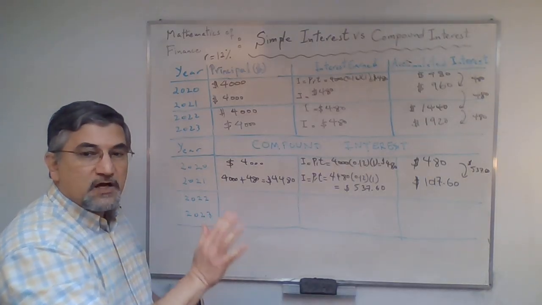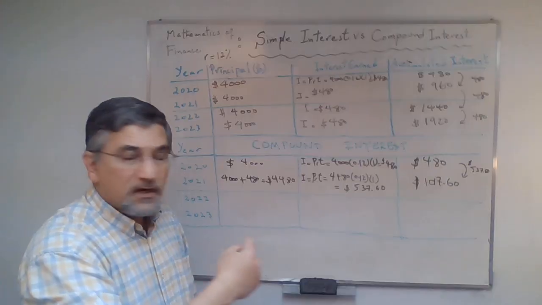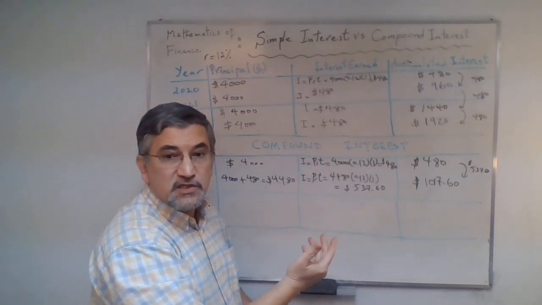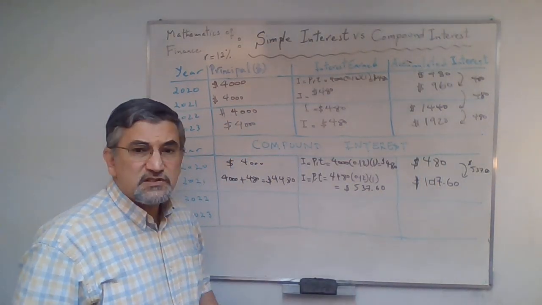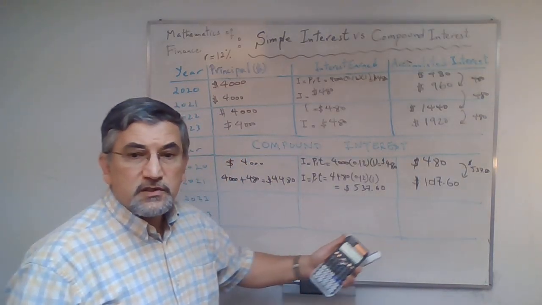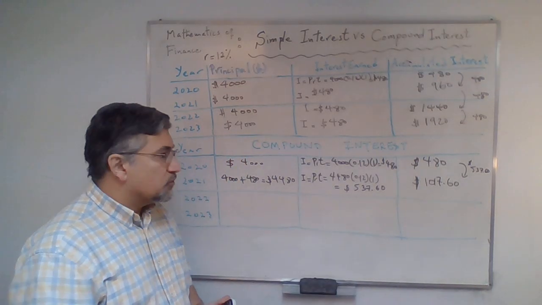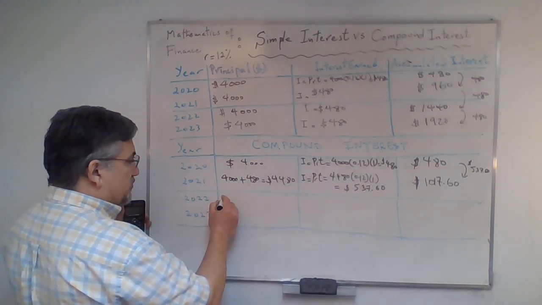You had $4,000. That was the principal. That doesn't change. But on top of that, how much interest have you accumulated now? You have accumulated $1,017.60. And this money is still sitting in the account. So not only do you have 4,000, but you also have this amount. Add them up. That would be the new principal.